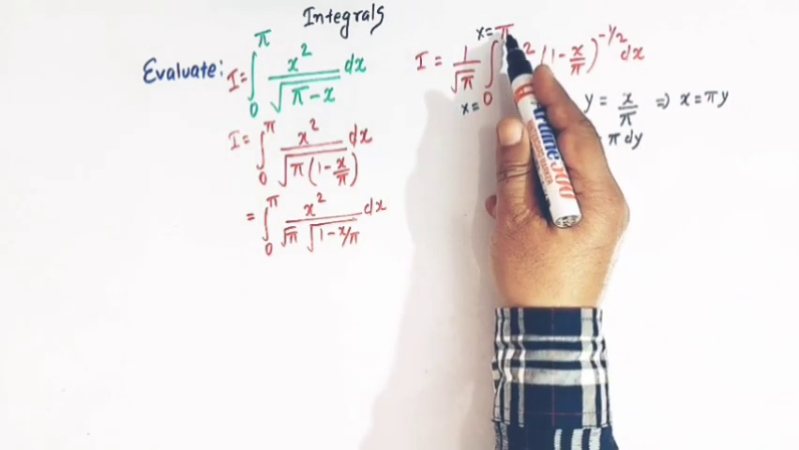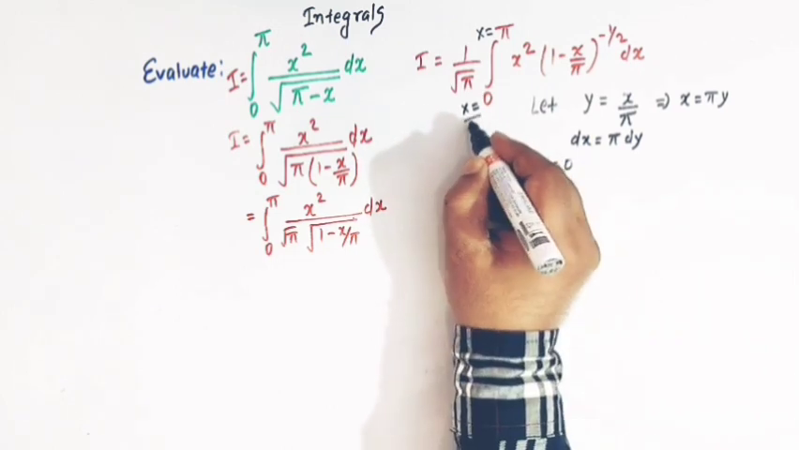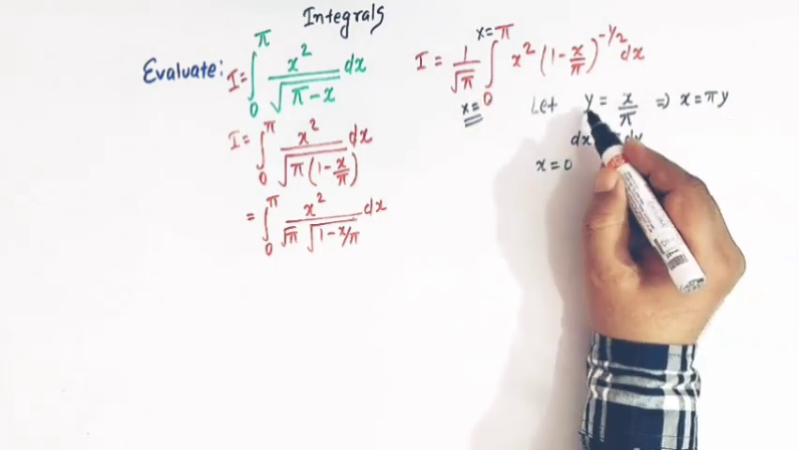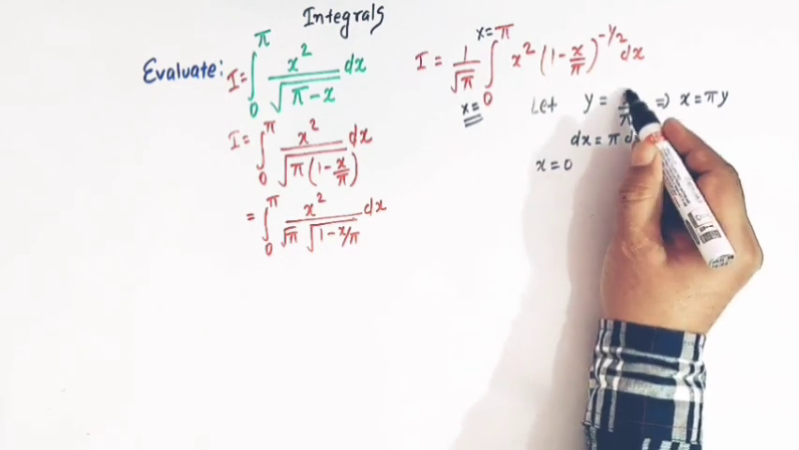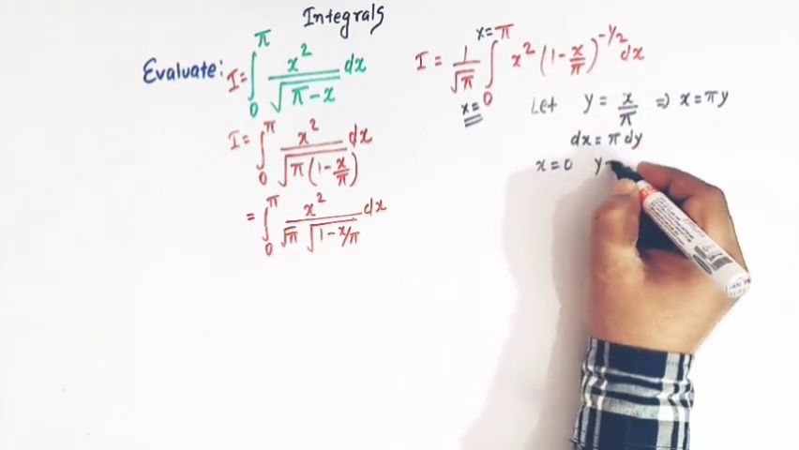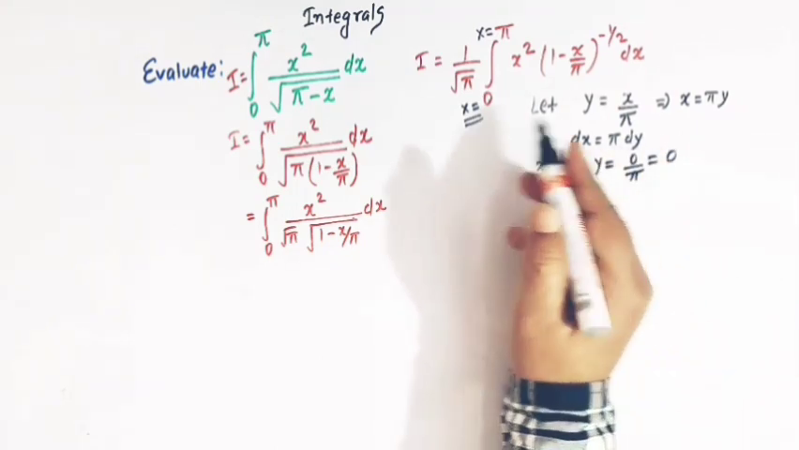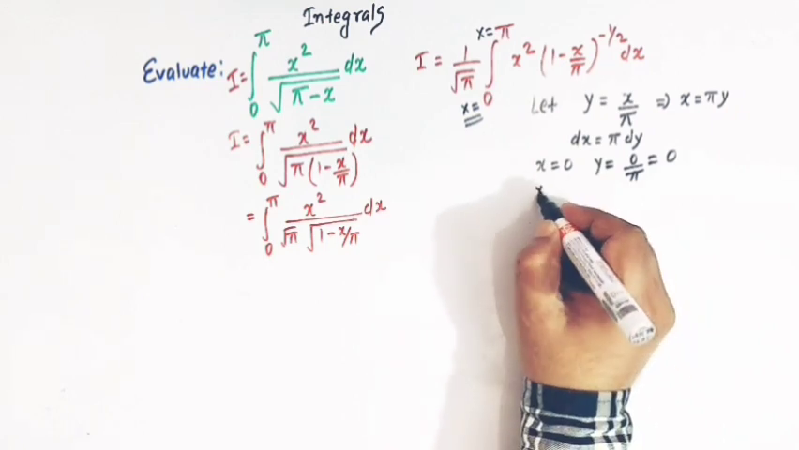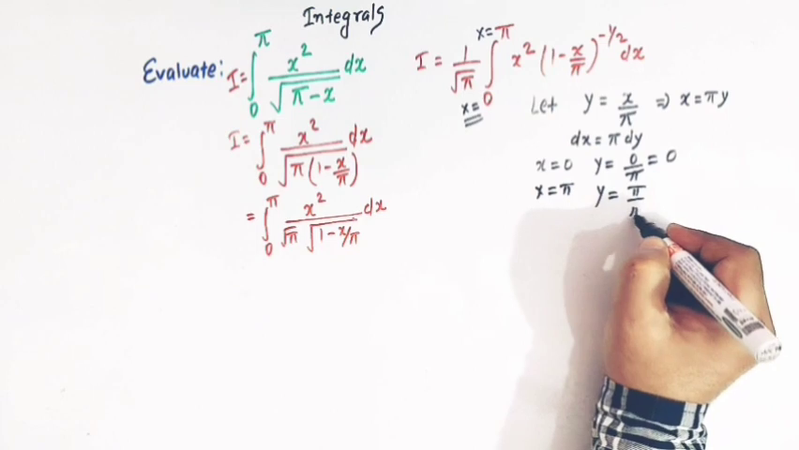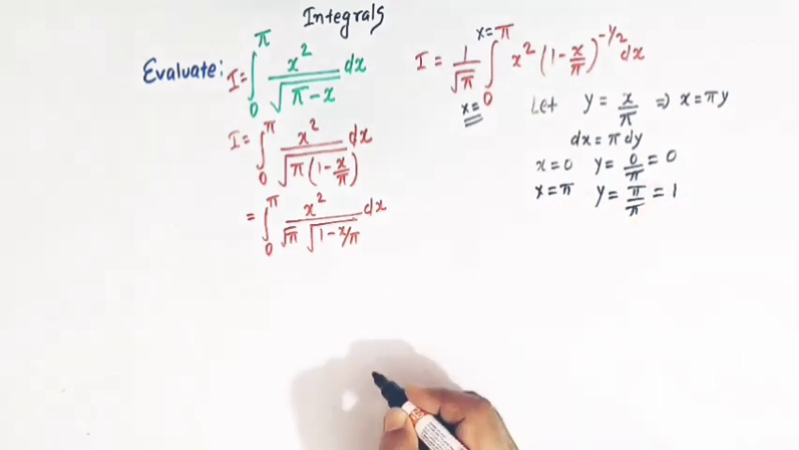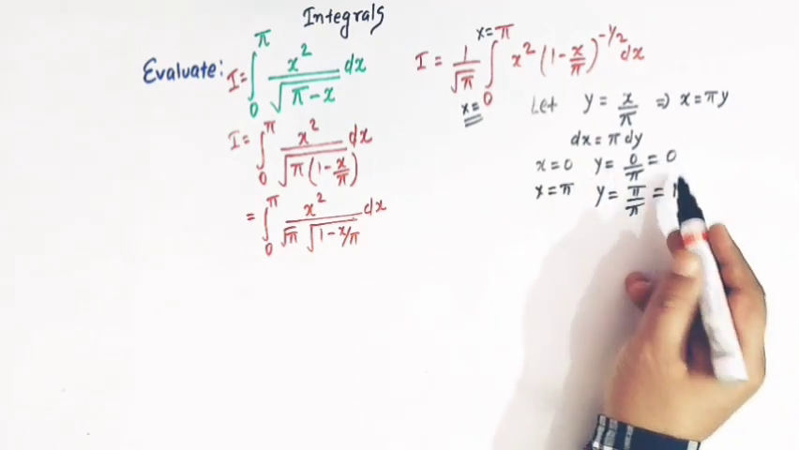And we can change the limits accordingly. So when x is equal to 0, then the value of y can be obtained by taking x is equal to 0 in this relation. So we have y is equal to 0 over pi, that is equal to 0. And when x is equal to pi, then we have y is equal to pi over pi, that is equal to 1, right? So when x goes from 0 to pi, y goes from 0 to 1.